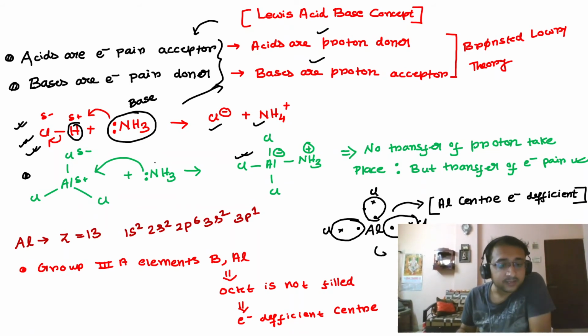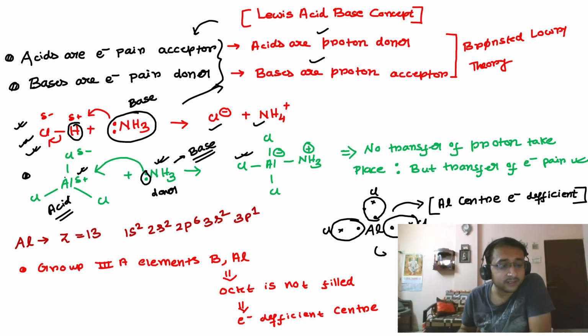You can see this ammonia has a lone pair of electrons, and it is donating to this aluminium. So you can see that this is an electron donor. According to the Lewis acid-base theory, bases are basically electron pair donors. So that's why this ammonia is a base. On the other hand, this aluminium is basically an electron deficient center, so it prefers to accept electrons. As it accepts electrons, according to the Lewis acid-base concept, aluminium chloride is nothing but an acid, because it is an electron acceptor.